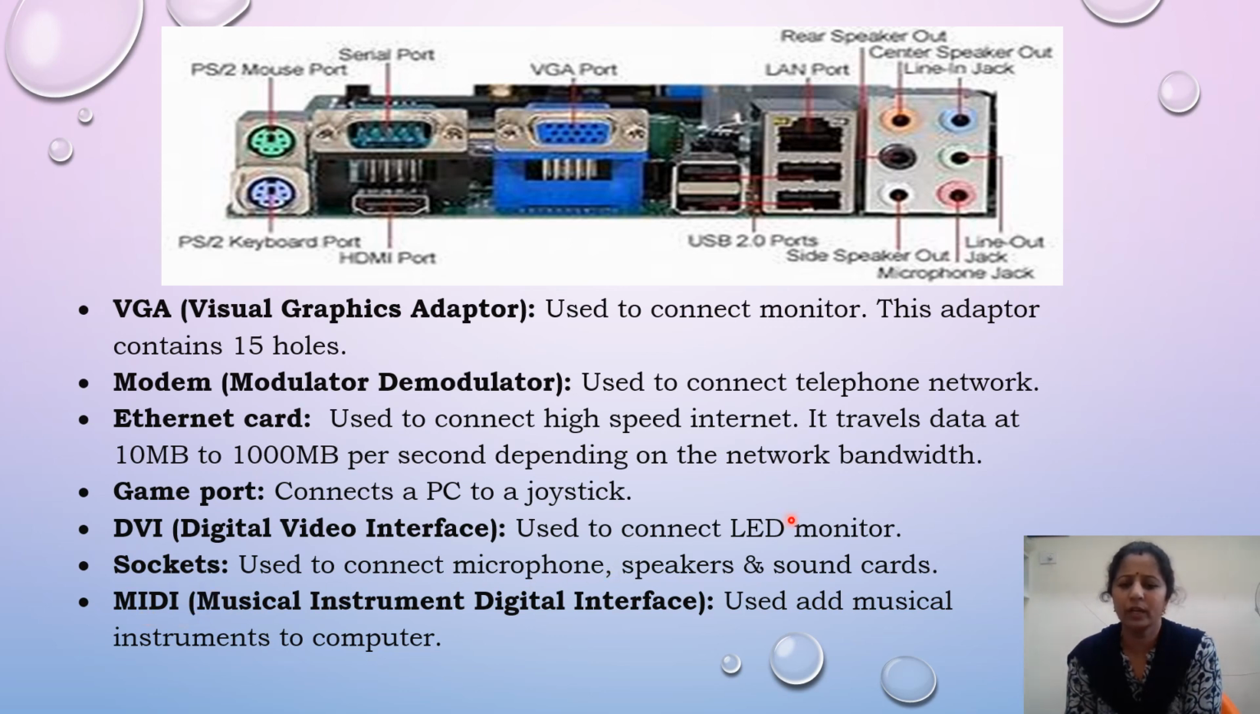Sockets, that is if you want to connect your microphone or any speakers or any sound cards to your computer. So these are the different sound cards used with your computer. To connect your microphone or speaker, we require different kinds of sockets. And if you want to add any musical instruments like your keyboard or a violin or guitar, then we require another port called MIDI port, that is your musical instrument digital interface. These are the different port slots used to connect to your computer to improve the performance of your computer.